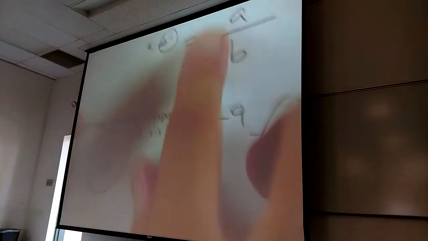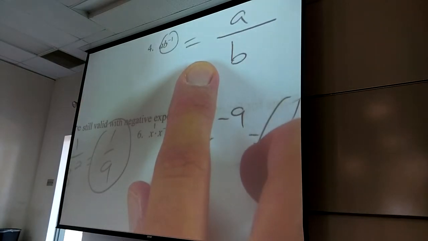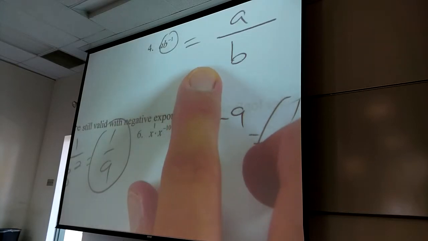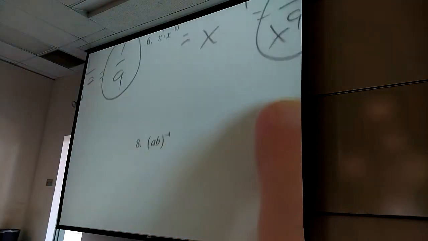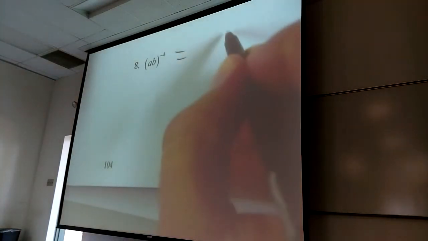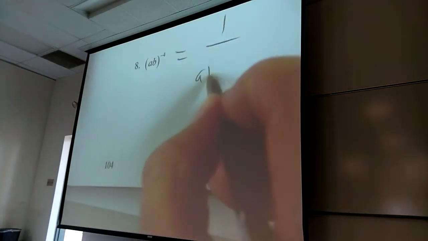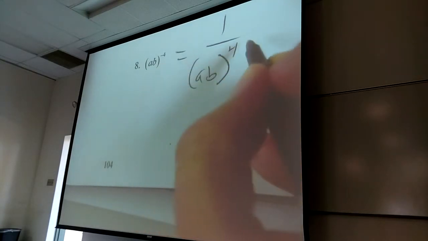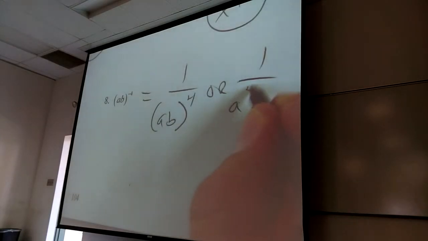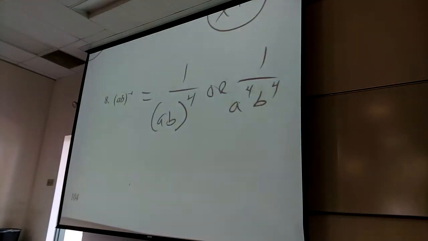Now, the mistake you guys made on number 4 was not being careful with what was going to be flipped. The only things that get flipped are the things that are to a negative power. So what about number 8? Now it's 1 over a to the 4th, b to the 4th, either way. Oh, okay. So you got 4 a's and 4 b's.